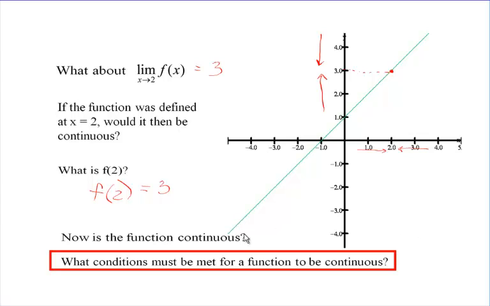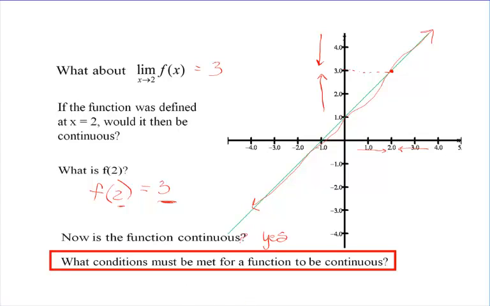So the question is now, is the function continuous? Well, this function is. A continuous function is evidenced by putting your pen on paper and drawing the entire function beginning to end without ever lifting your pencil up. So yes, this particular function, now that we have a well-defined output at x equal 2 and that output is 3, that function is continuous.